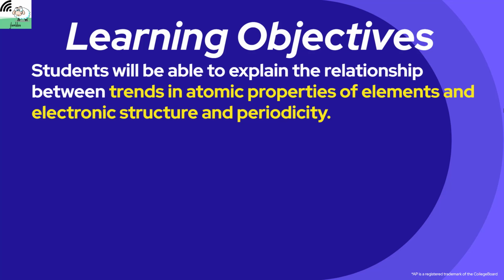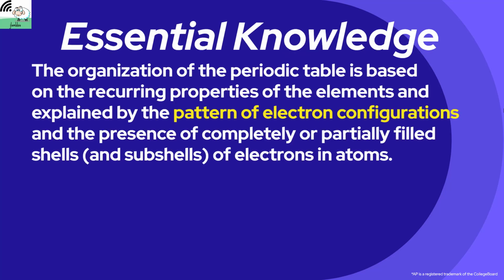Let's get going. So the learning objectives for this particular video: you should be able to explain the relationship between trends in atomic properties of elements and electronic structure. So we're really going to be looking at and trying to understand the organization of the periodic table and understand how that plays a role in understanding some of these fancy periodic trends like atomic radius and ionization energy.